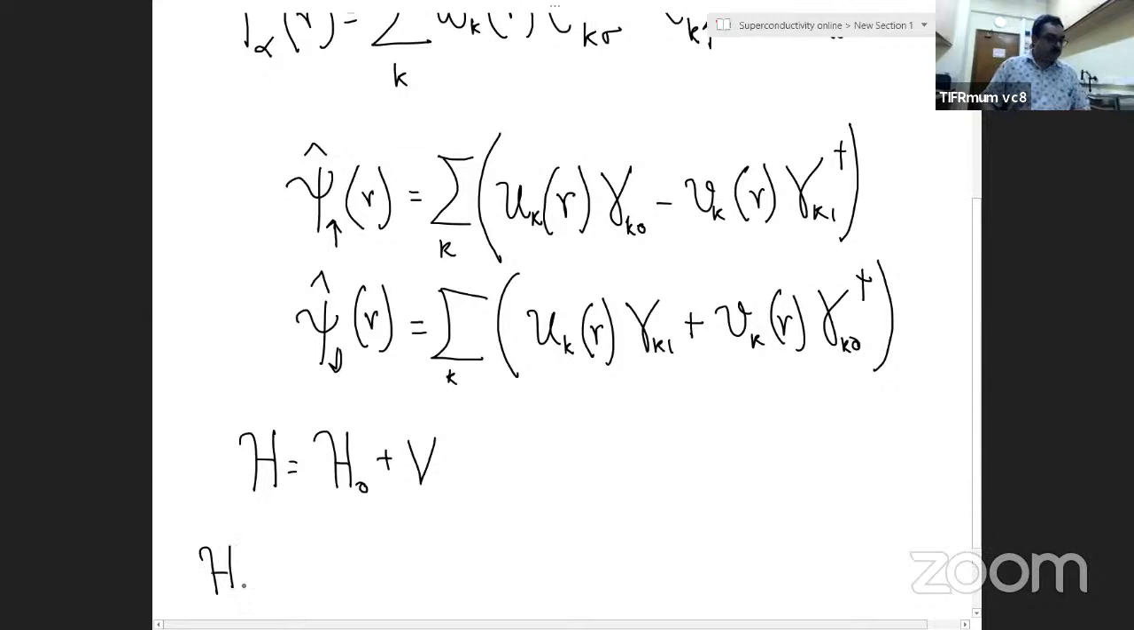First is the unperturbed part of the second quantized Hamiltonian.